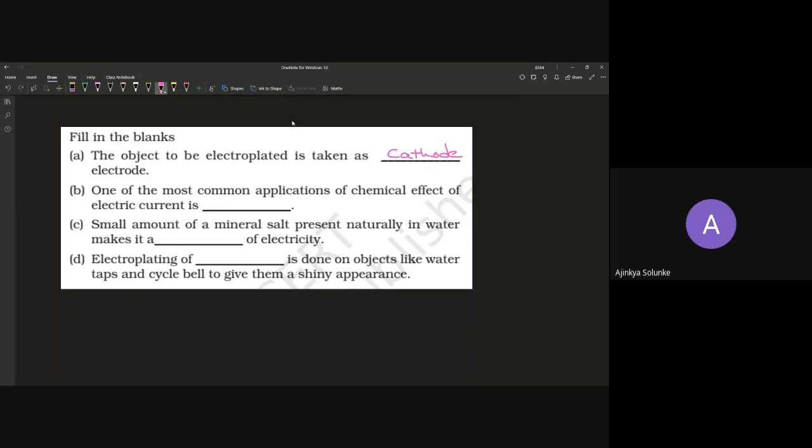One of the most common applications of chemical effect of electric current is any application which you have studied in your book regarding chemical effects. It is given in the first question. Electroplating, very simple. Small amount of mineral salt present naturally in water makes it a dash conductor of electricity. Conductor or non-conductor, insulator? Some kind of salt in your water.